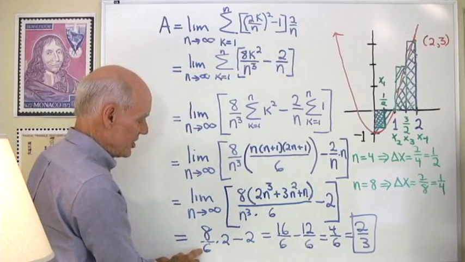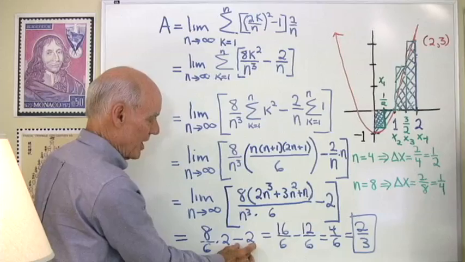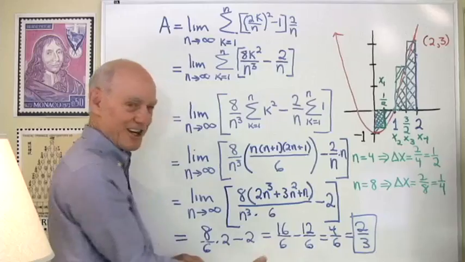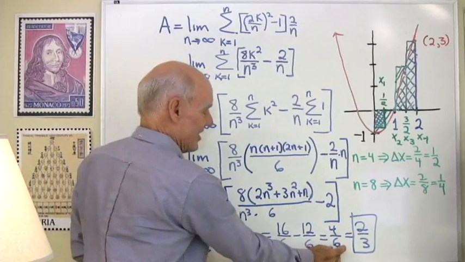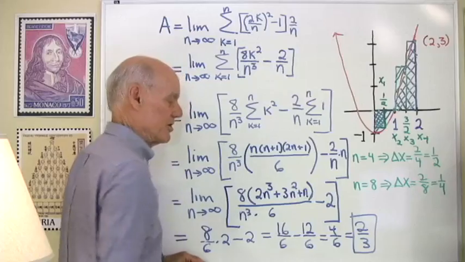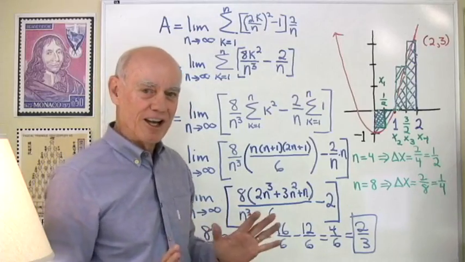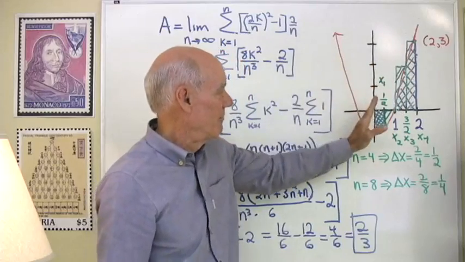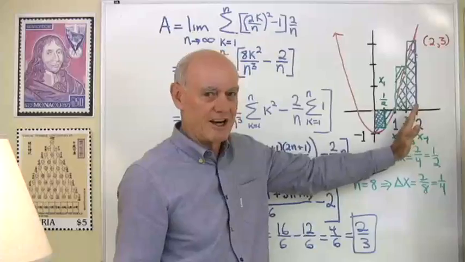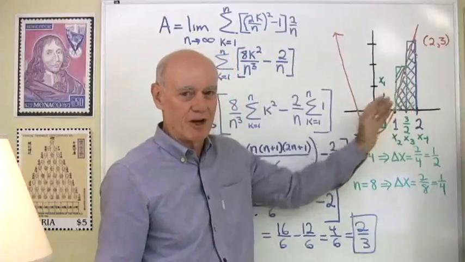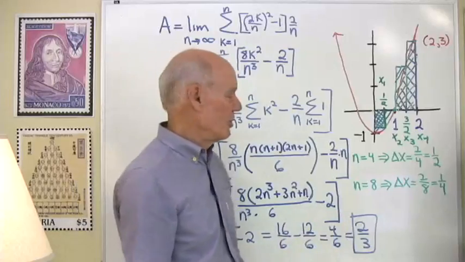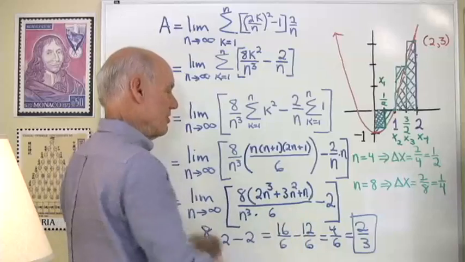So I have 8 sixths times 2 minus 2, 16 sixths minus 12 sixths. When I get a common denominator, that ends up to be 4 sixths. The result is 2/3. So finally now I have the area under this curve, y equals x squared, from 0 to 2. The net area, that blue area that I wanted to look for in the first place, just comes out to be 2/3.